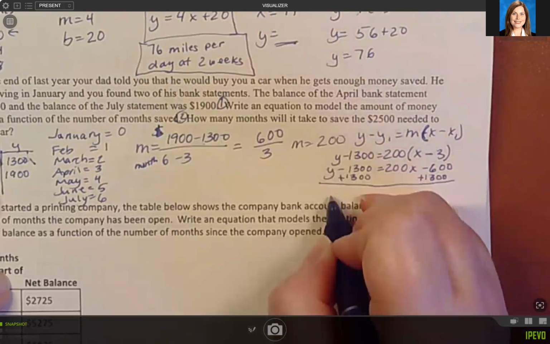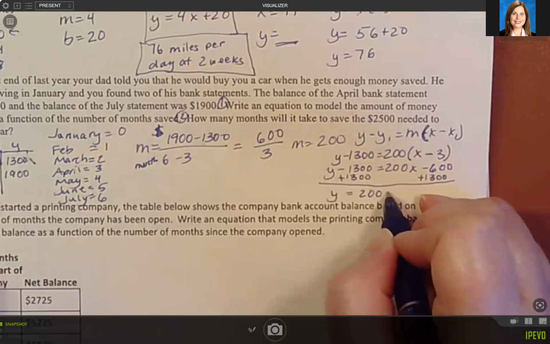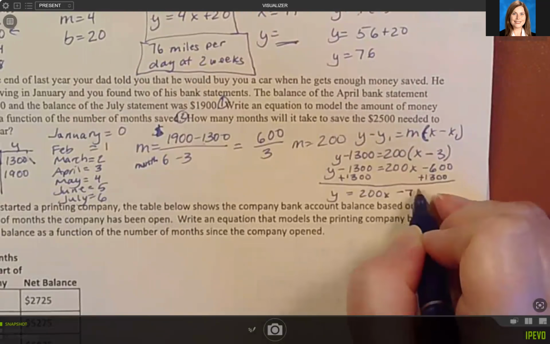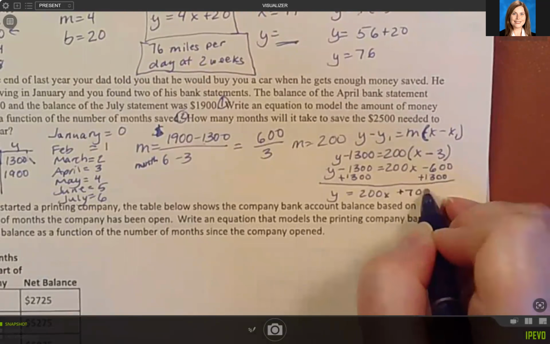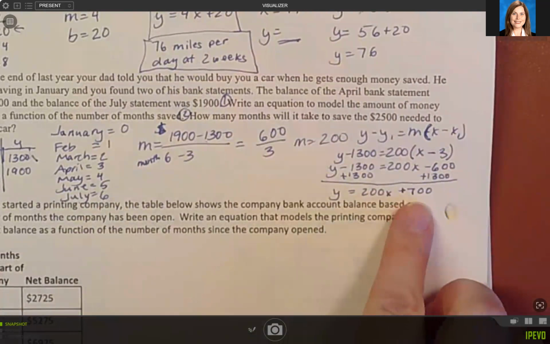Okay, so y is equal to 200x plus 700. So that means when we started out in January, there was $700 already saved. And that's the first thing we were asked to do.